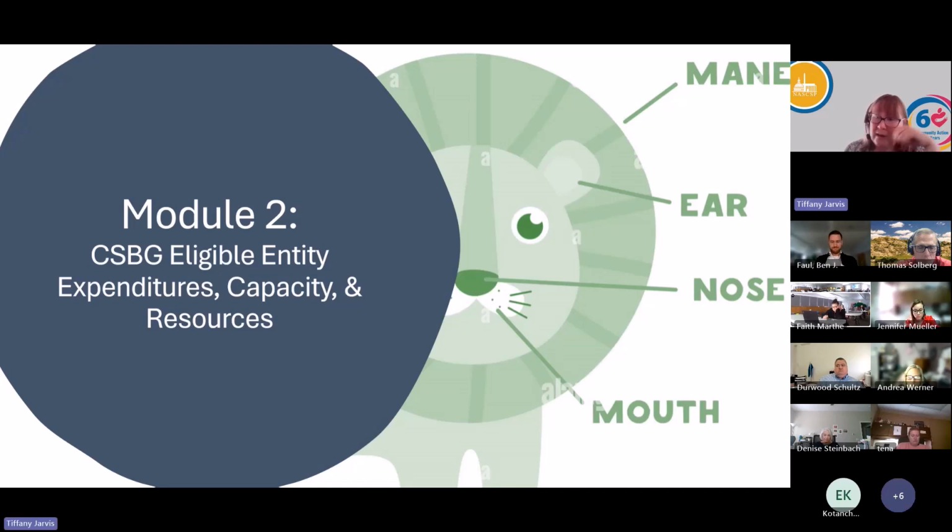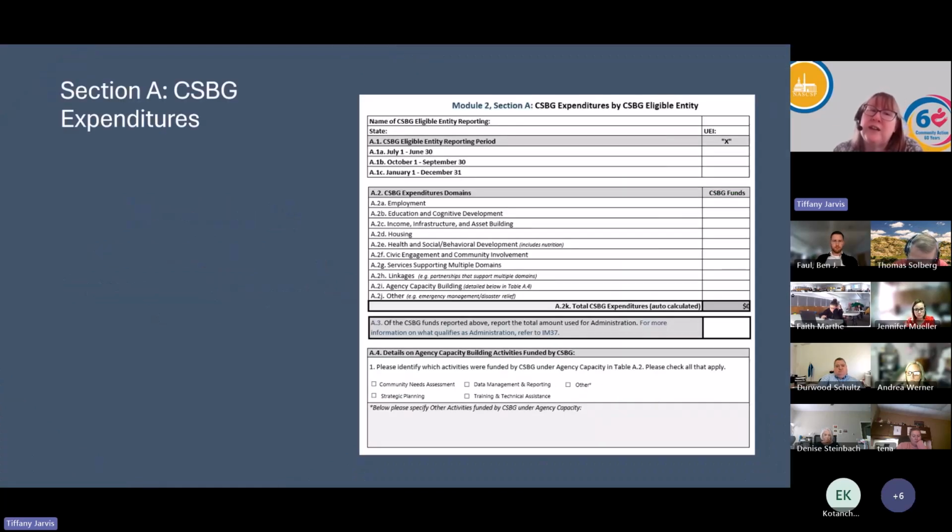Okay. So module 2, this is looking at CSBG eligible entity expenditures, capacity, and resources. Modules have multiple sections, and these are the 3 sections for this. So let's look at section A, CSBG expenditures. This is where you are being asked to identify what your statewide reporting period is.